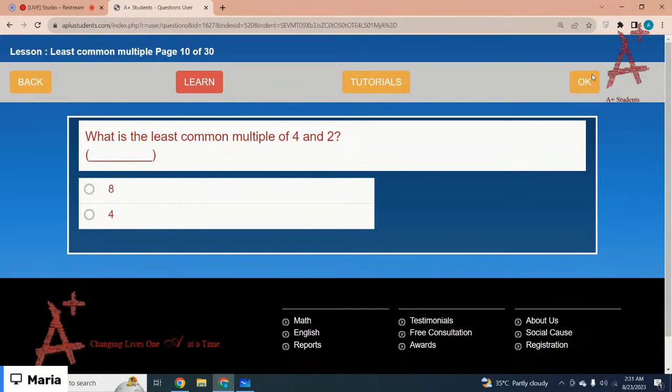You have to look for the least number. So the least number that is a common multiple of 4 and 8 is 4. So the correct option is 4. Always look for the least number, right? So the correct option is 4.